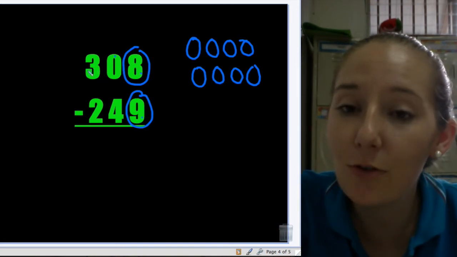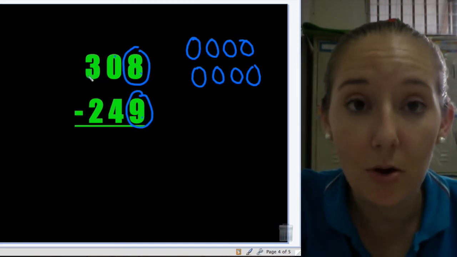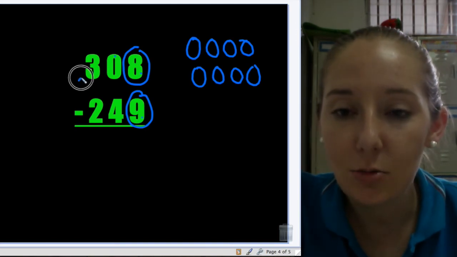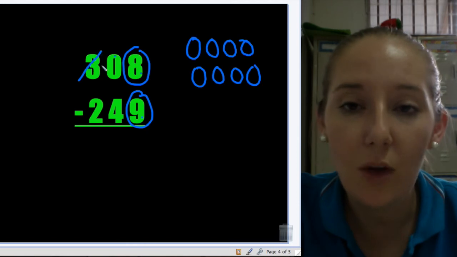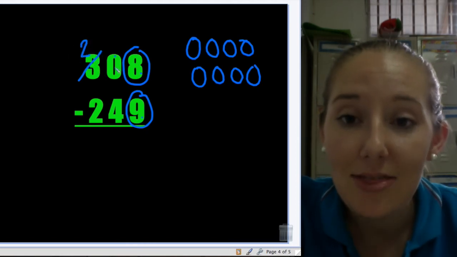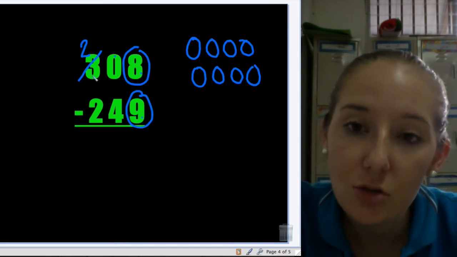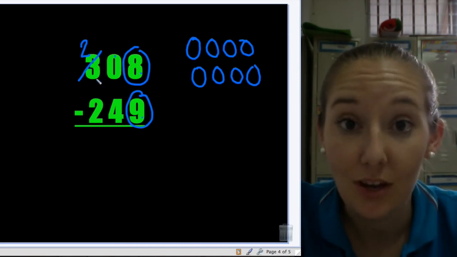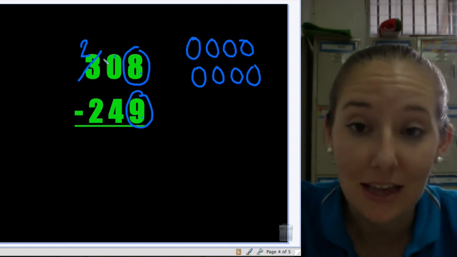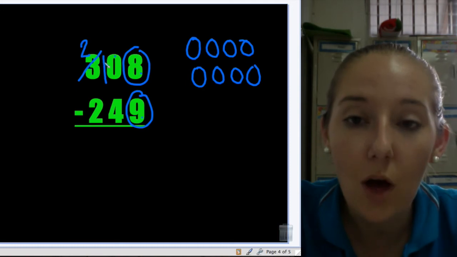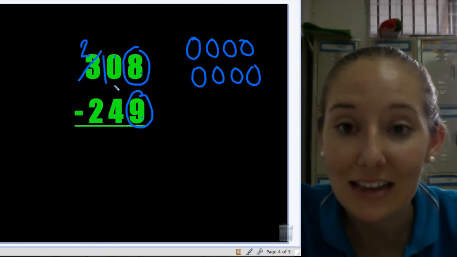So then let's look over at this 3. Can the 3 borrow something? Yeah, you're right. We're going to take this 3 and take 1 away from that. This 3 is going to become a 2, and this 0, we're just going to add 100 more to it, or make this a 10. We're just going to add a 1 in front of the 0 to make it a 10.